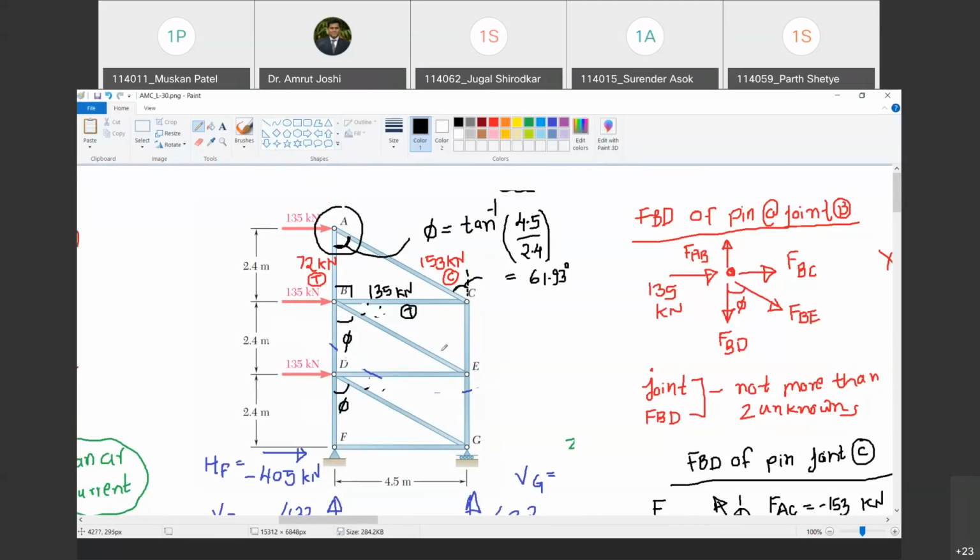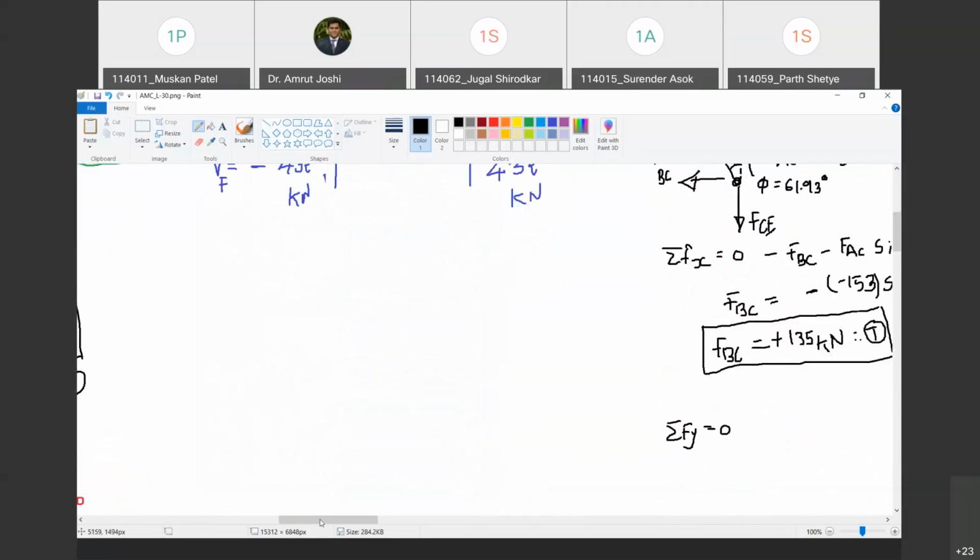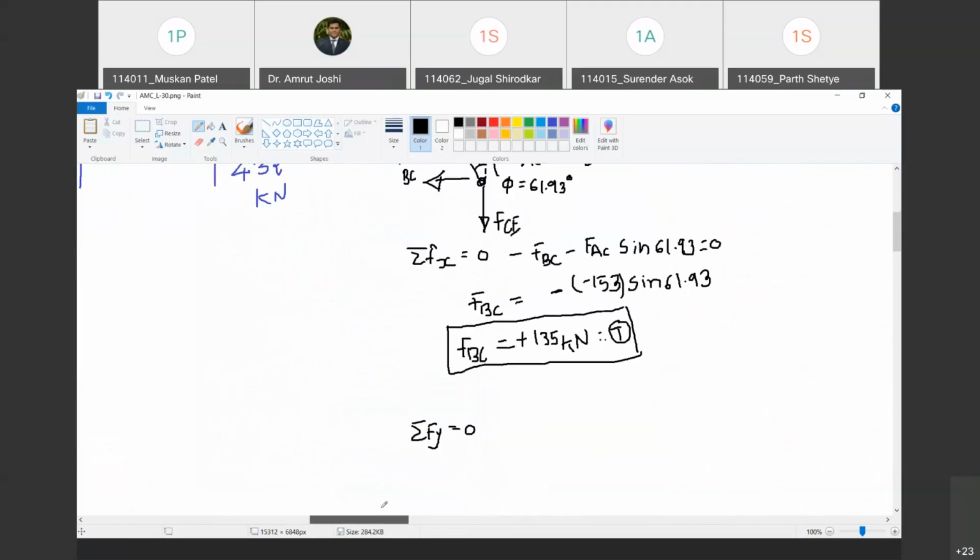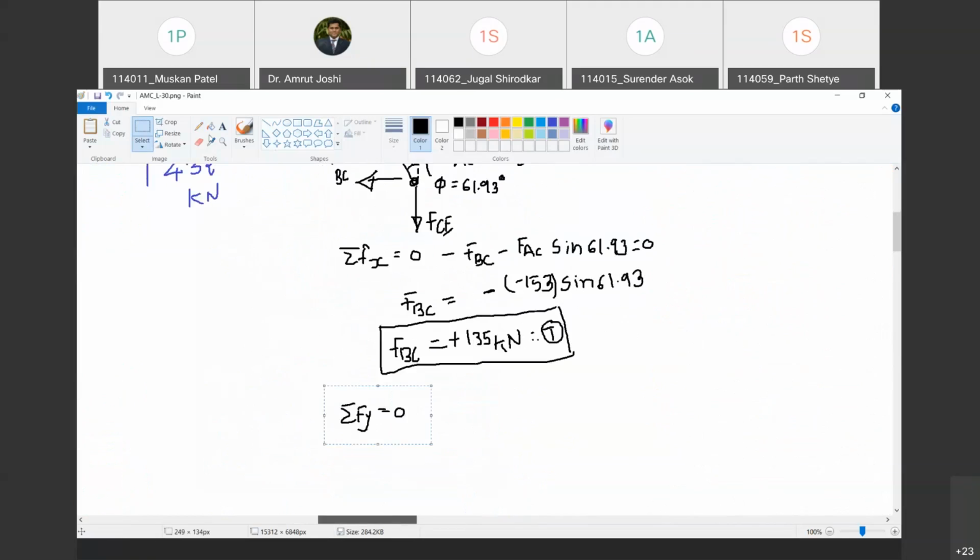Okay. Now what is the next equation that we are going to use? Summation Fy equal to 0 on the same FBD. Tell me, what does it yield? FAC cos 61.93. FAC and positive, right? Yes, sir. FAC cos 61.93, minus FCE. This has to be equal to 0. Do you agree with me?